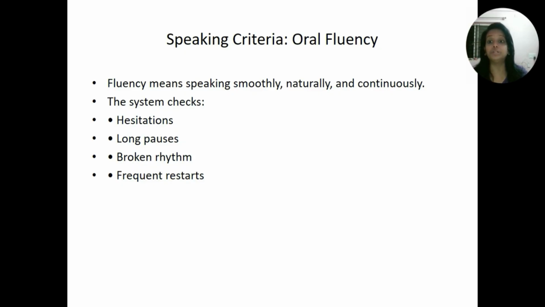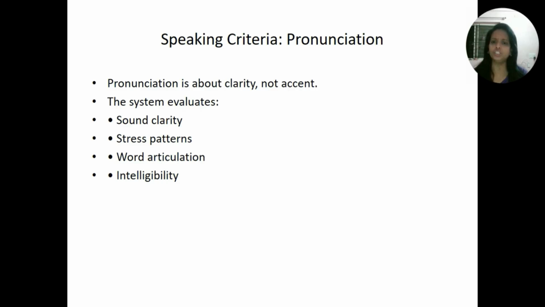Second comes pronunciation. Pronunciation doesn't mean having an American, British, or Canadian accent. You don't need to fake an accent, right? The system evaluates: can your words be clearly understood? It checks sound clarity, stress patterns, word articulation, and intelligibility. For example, if you say "very" instead of "very" or "sip" instead of "ship," it can affect your score.